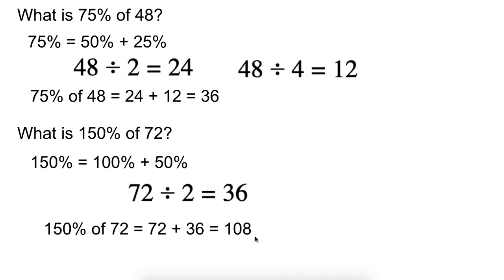And always be thinking about whether we're going to get a smaller number or a bigger number when we're finding a percent of a number. If it's less than 100%, we're going to get a smaller number. If it's more than 100%, then we're going to get a larger number when we finish. So that's a way you can decide if you're getting it right or wrong.